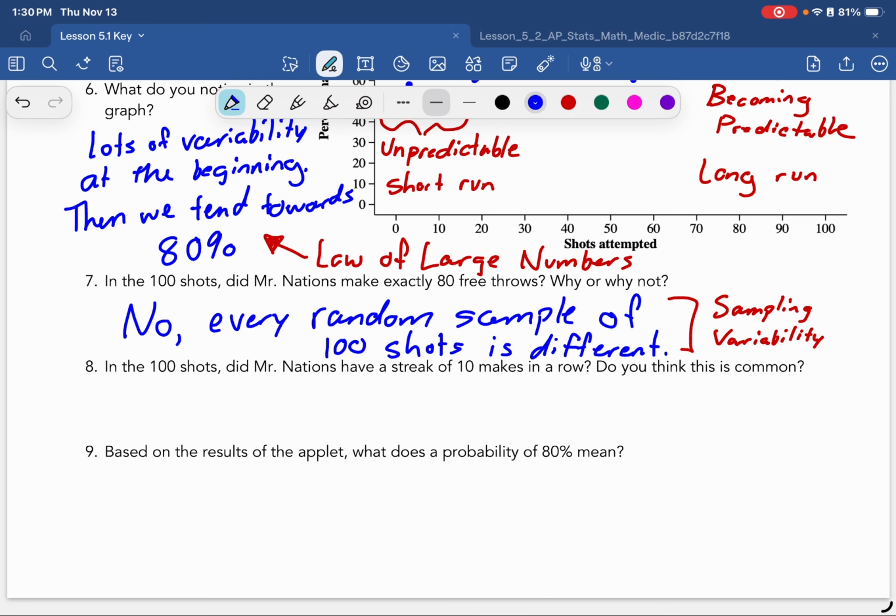Okay, next, what I want you to think, and I want you to pause the video after I finish. In the 100 shots, did I have a streak of 10 makes in a row? Do you think this is common? So pause your video, write out what you think.